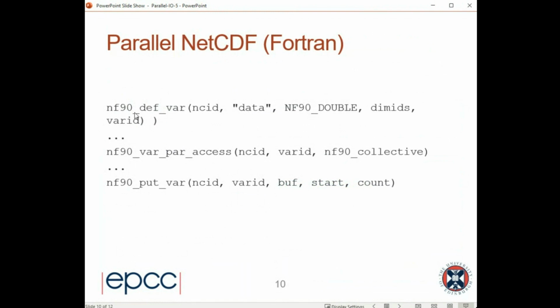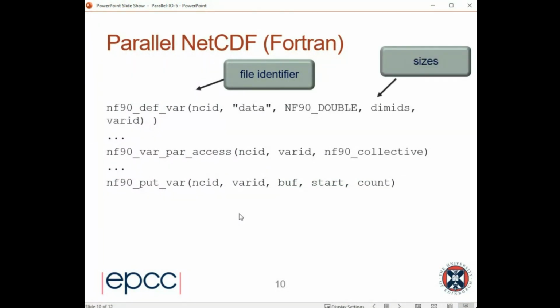And again, there are these calls like def_var, par_access, and put_var. They look a bit weird, but I just copied this from somewhere else. Basically, this creates a file identifier, and you specify the global sizes at the start. To be honest, these libraries don't often talk about files. They talk more generally about datasets, but they're eventually stored on file.